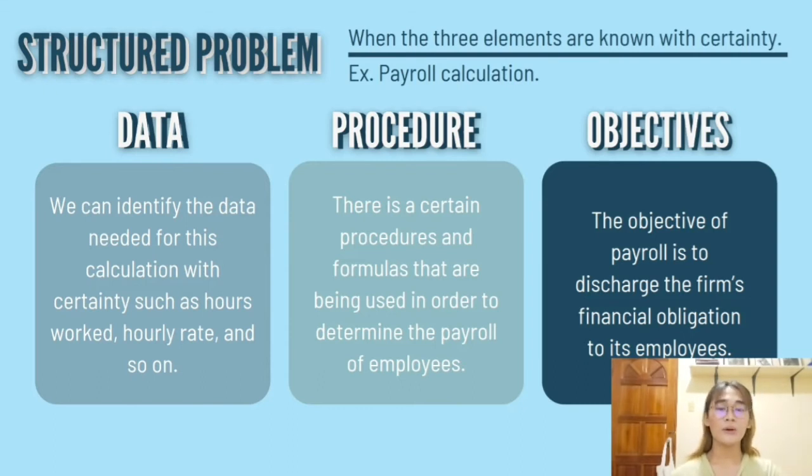Next, we can also certainly make the procedure, and there is already an existing formula in order for us to solve or compute payroll of the employees. So ito yung gross pay is equals to hours worked multiplied by pay rate. And lastly, we can certainly identify the objective of payroll, which is to discharge the firm's financial obligation to its employees. So that is one of the examples of a structured problem kasi present and certainly identified yung three basic elements.